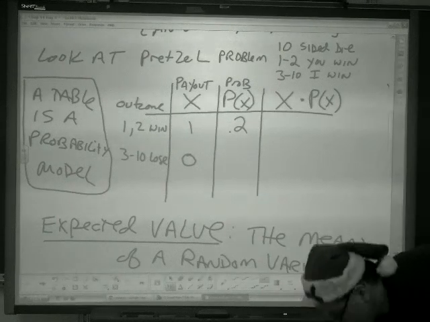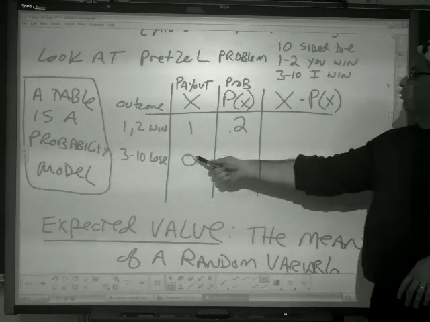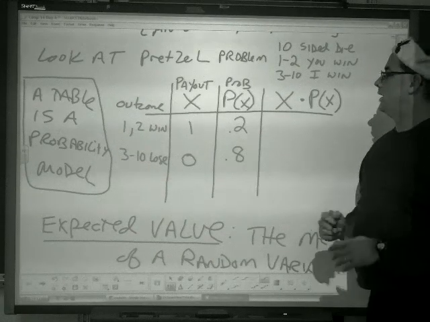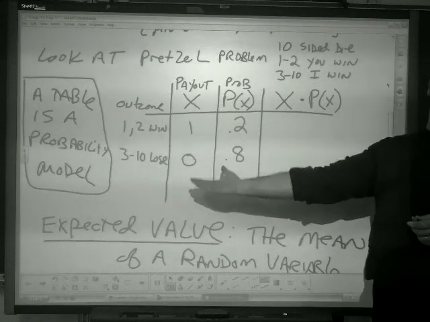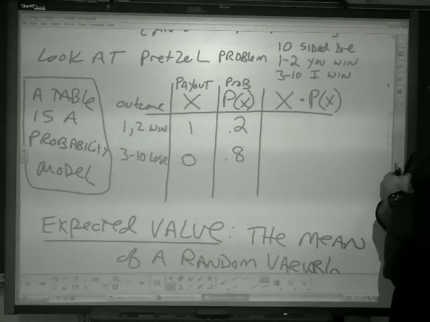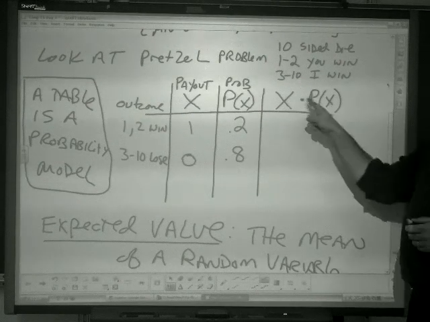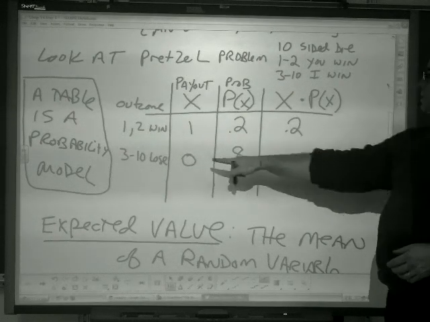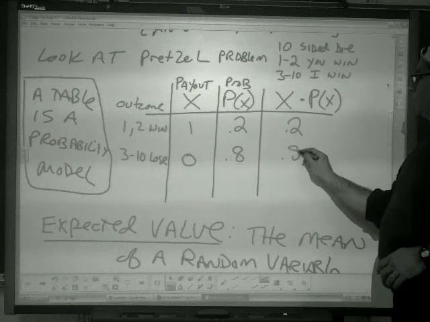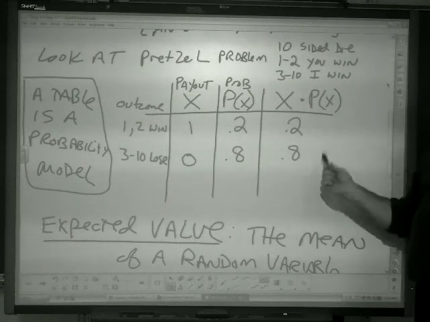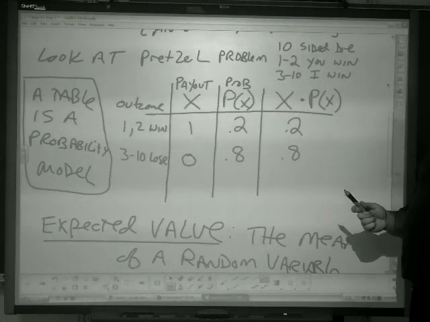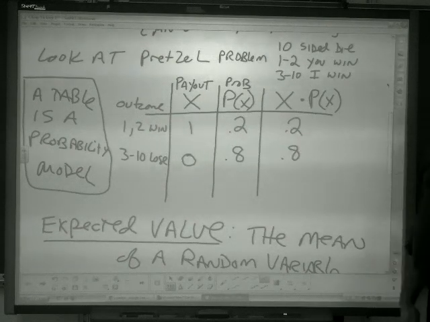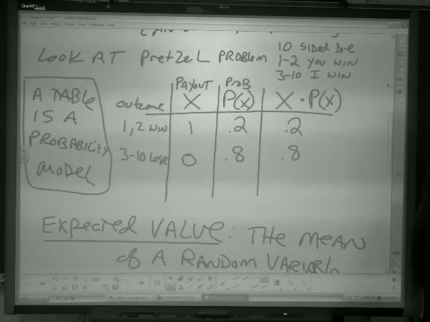Whoops. Happens. The probability that you get 3 through 10 then was 0.8. And so I'm just filling in a table. All right? Next, I can take the x times the p of x. So 1 times 0.2 is 0.2. 0 times 0.8 is 0.8. And we're going to have a use for that here in just a minute. So we can take any situation that we have and we can make a probability model, which is this table, of that situation.